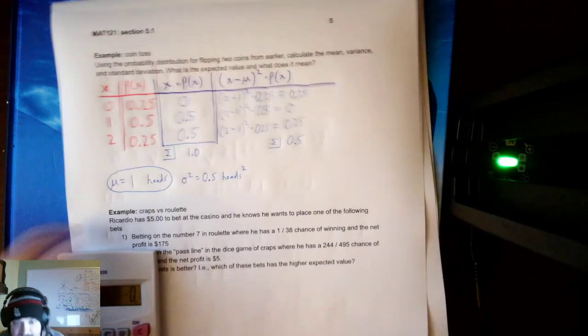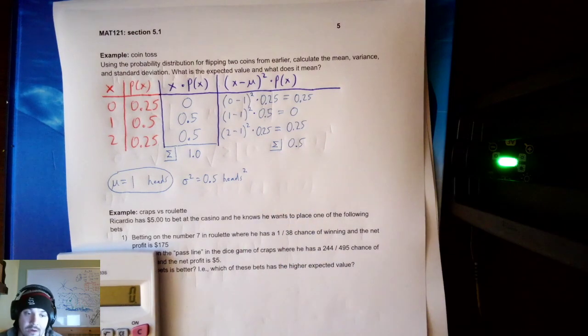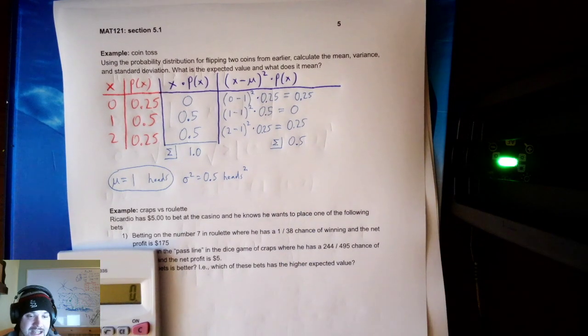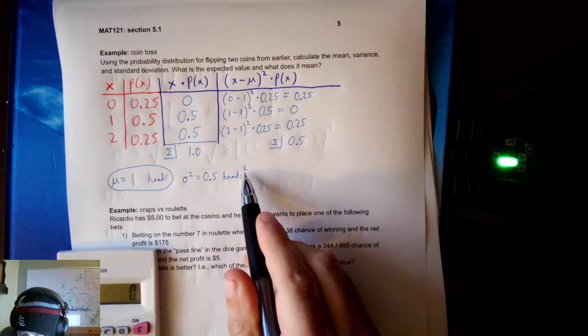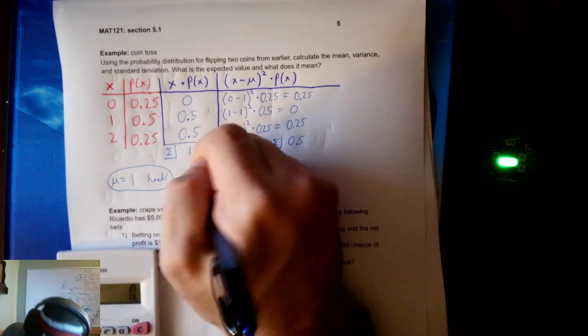And remember, variance is units squared. What's a head squared on a coin? I don't know. It doesn't matter. The unit does not need to mean anything. You just need to make sure the unit has a squared on it, because variance is always units squared.